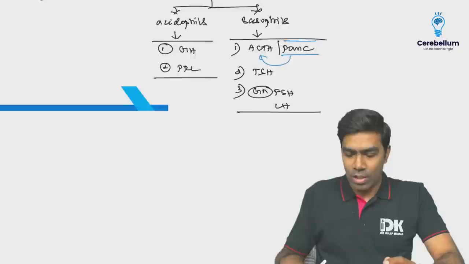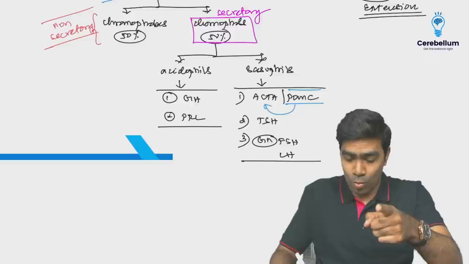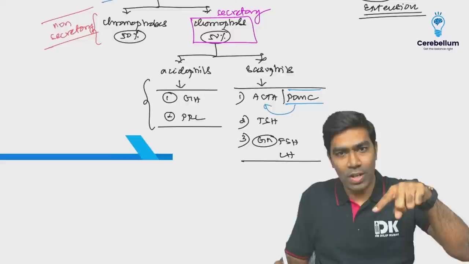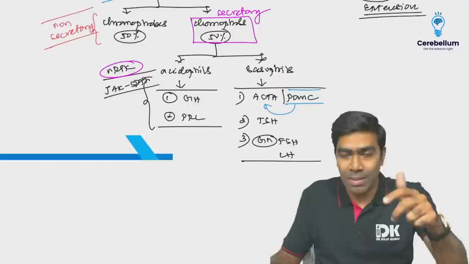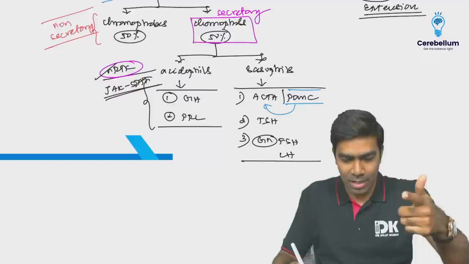Now we can understand the mechanism of action also. Can anyone say what is the mechanism of action of acidophilic hormones? How do they work? Acidophilic hormones work by the JAK-STAT pathway. JAK-STAT is nothing but non-receptor tyrosine kinases, NRTK. I'll repeat, non-receptor tyrosine kinases. That is the JAK-STAT pathway, and that's how acidophilic hormones work.